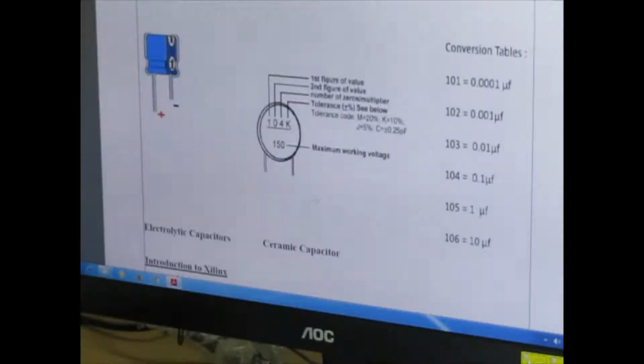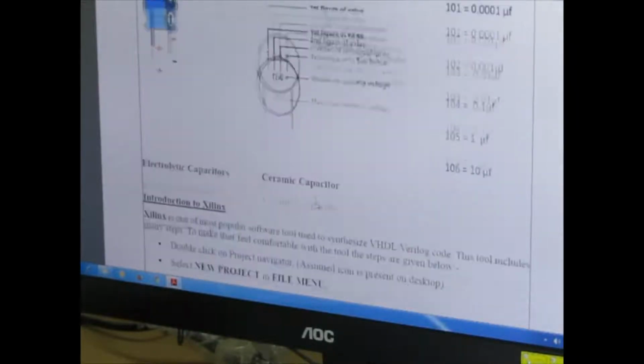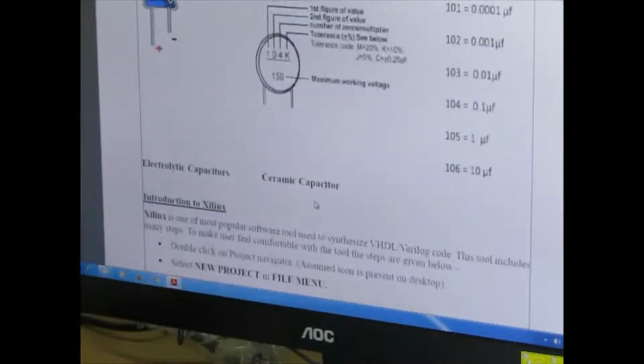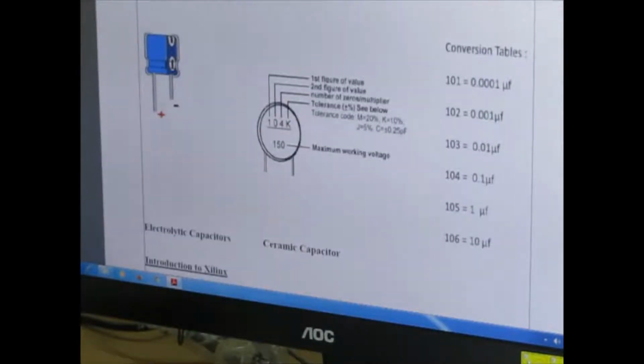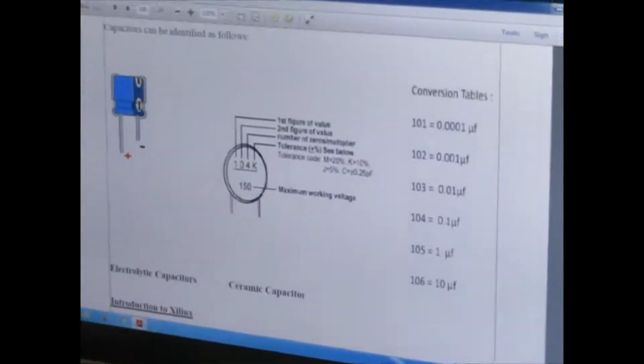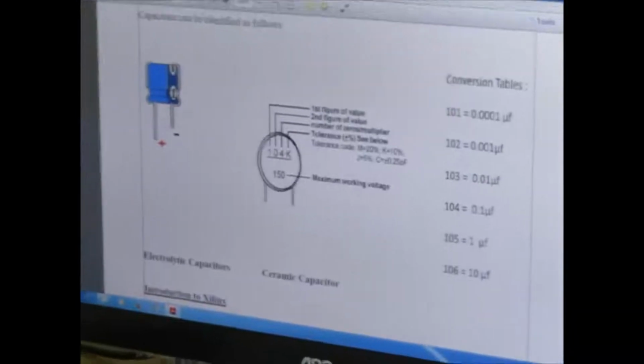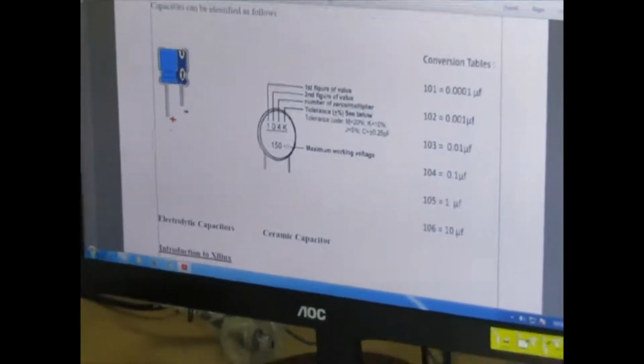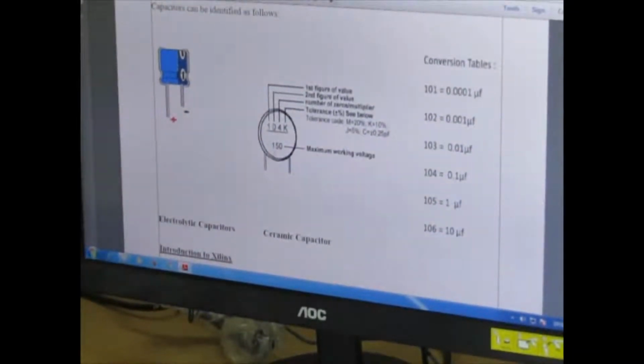Now the electrolytic capacitor. In our laboratory we are not using electrolytic capacitors, we are using ceramic capacitors. With electrolytic capacitors you can identify the positive and the negative terminal of the capacitor. The plus symbol indicates the positive terminal, and its leg will be somewhat longer compared to the shorter one. But in a ceramic capacitor we can't differentiate in that way.